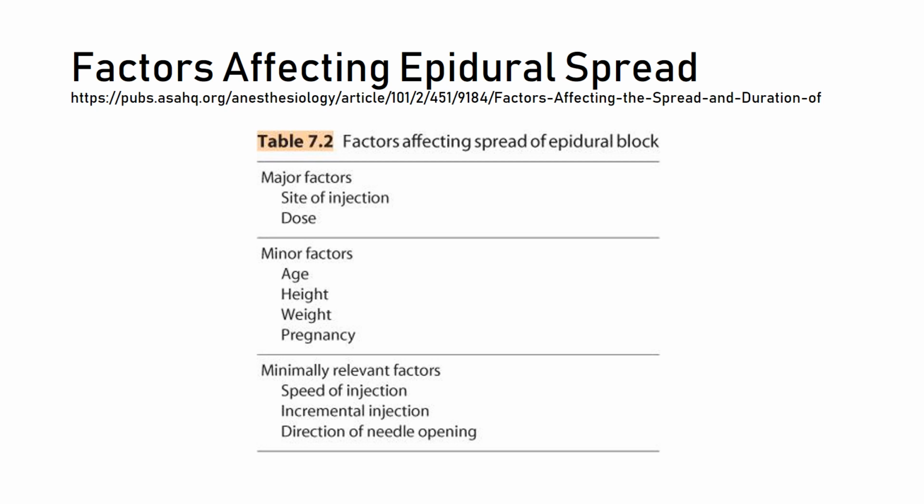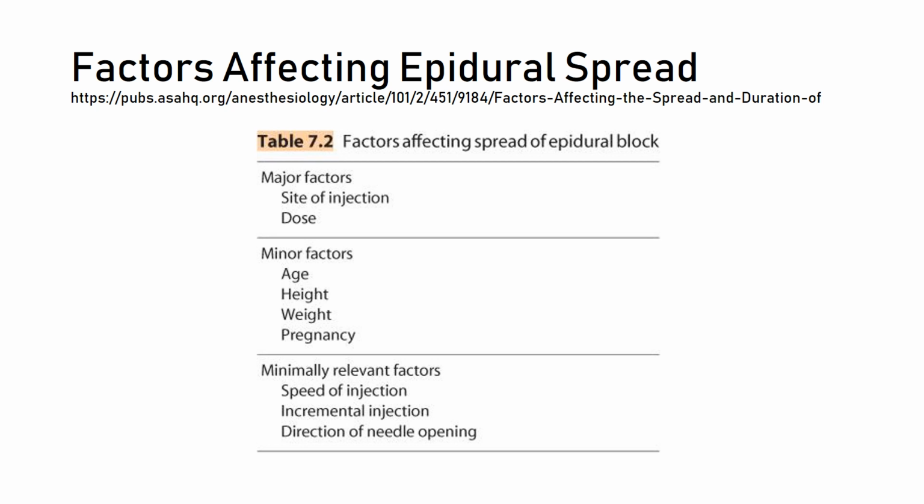Of course, with a site of injection, the spread is going to be centered around that site of injection, both in a cephalad and caudad direction. Dose is also important, although possibly even more relevant is volume. Epidurals are volume-based blocks, so increasing the volume while maintaining the same dose will increase the spread. Increasing the dose while maintaining the same volume will also increase the spread as well.